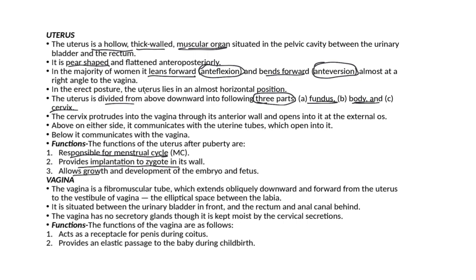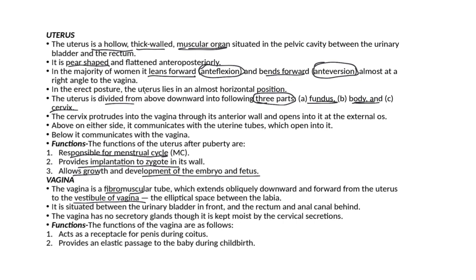Then allows growth and development of the embryo and fetus. Vagina, it is a fibromuscular tube which extends obliquely downwards and forwards from the uterus to the vestibule of the vagina. Vestibule of the vagina is the space that is present between the labia. Labia is an external reproductive organ in females. So the space between the labia is the vestibule of vagina, and that space is elliptical in shape.